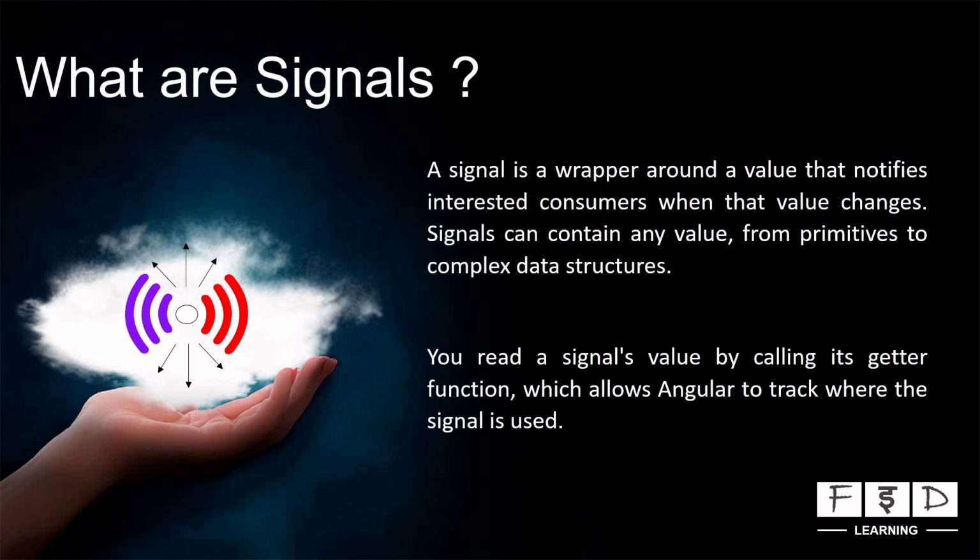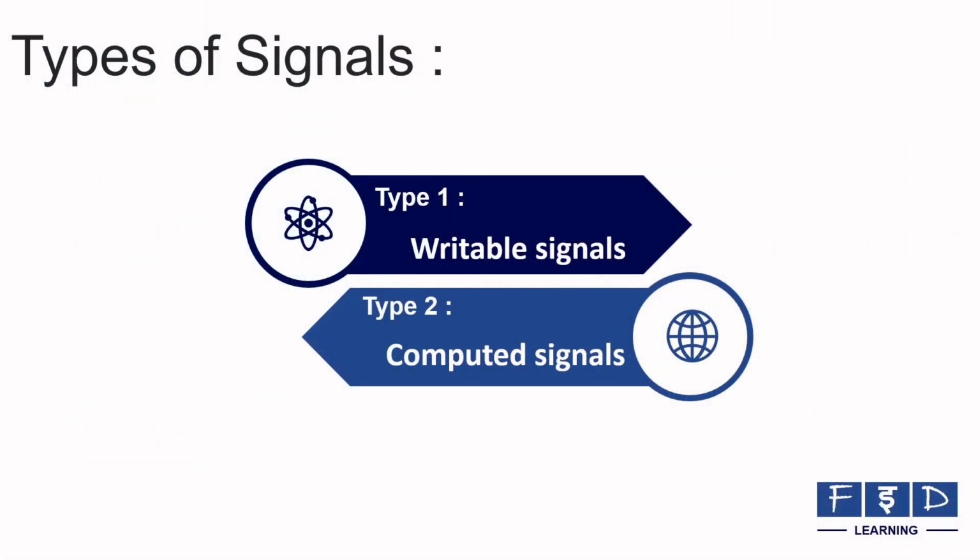This means that a signal is used as a wrapper for some type of functionality and is used to notify multiple consumers that a change has occurred. You can read a signal's value by calling its getter function, which allows Angular to track where the signal is used. So let's understand the types of signals. There are two types of signals available in Angular, writable signals and computed signals.